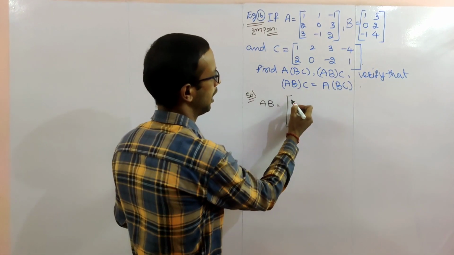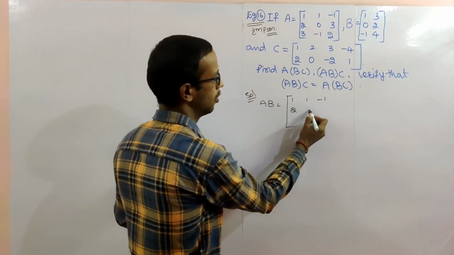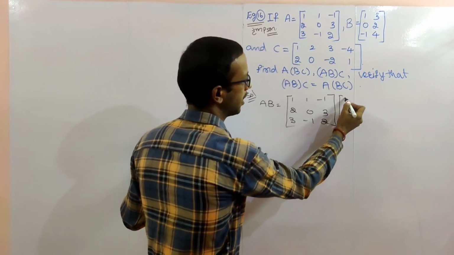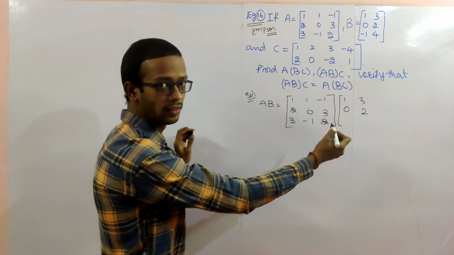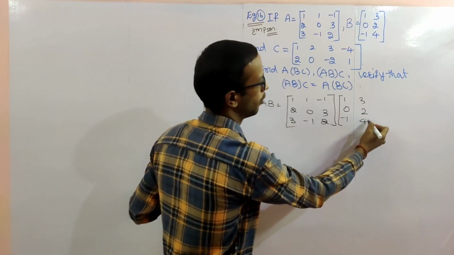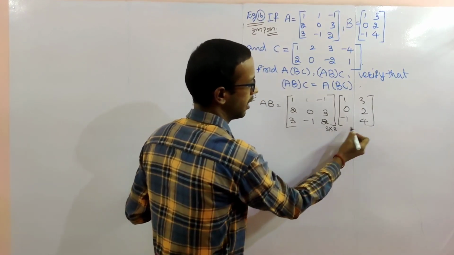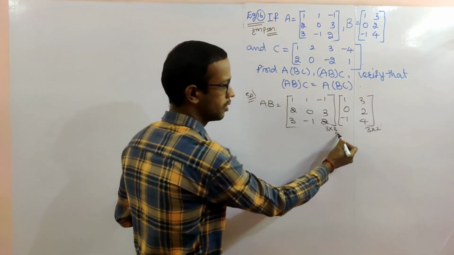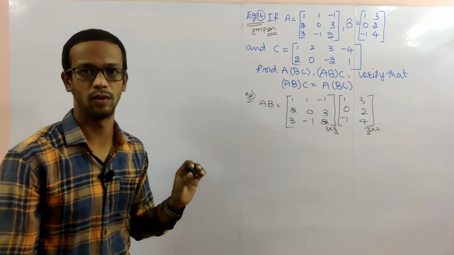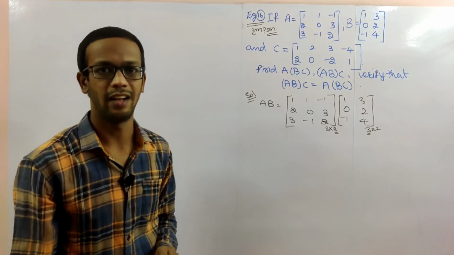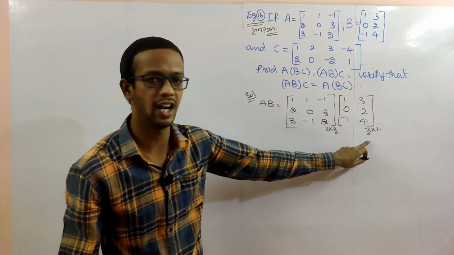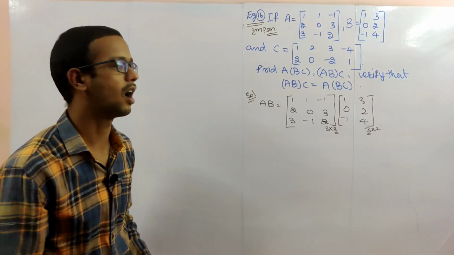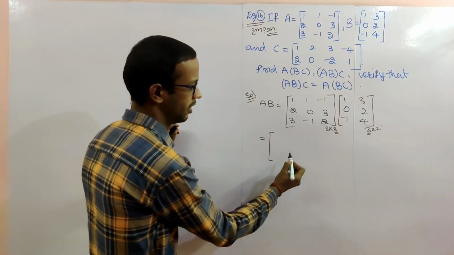The A matrix is [1, 1, minus 1; 2, 0, 3; 3, minus 1, 2] into the B matrix [1, 3; 0, 2; 1, 3; 0, 2 and minus 1, 4]. A is a 3 by 3 matrix and B is a 3 by 2 matrix. The 3 columns and 3 rows match, so multiplication exists, because the first matrix's columns equal the second matrix's rows. We use the row by column method.